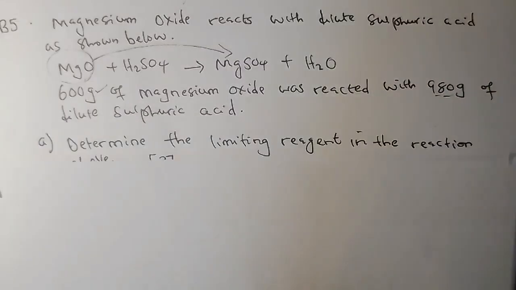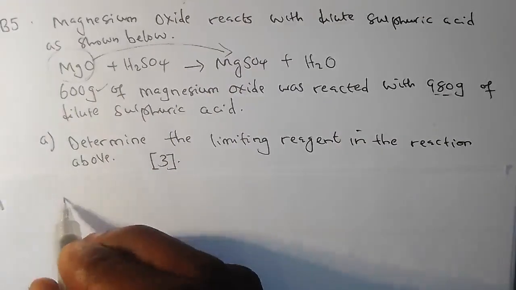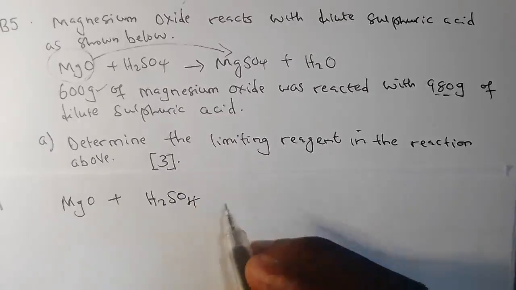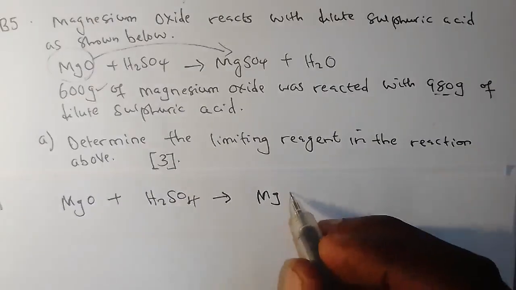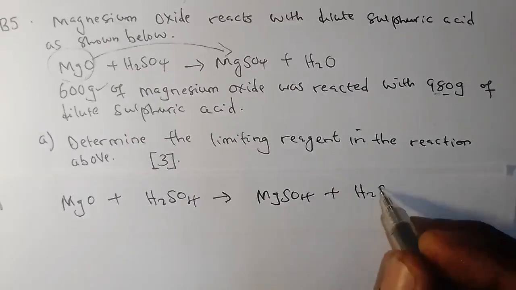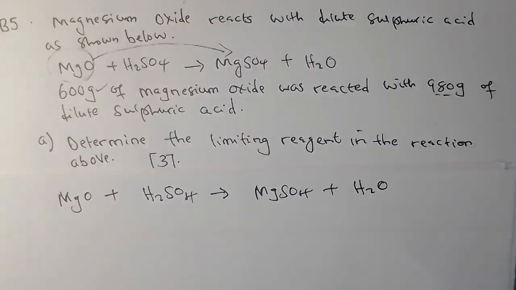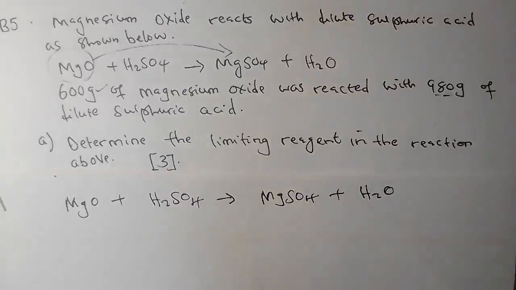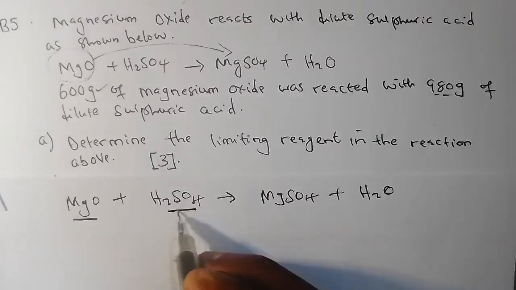In order for you to find the limiting reagent, you have to look at whether the equation is balanced. So I'm just going to copy this one: magnesium oxide plus sulfuric acid is equal to magnesium sulfate plus H2O, water. From the look of things, this equation is already balanced, so there is nothing to worry about. You can just dive into directly finding the limiting reagent. All you have to do is find the relative molecular mass for this one as well as for this one.